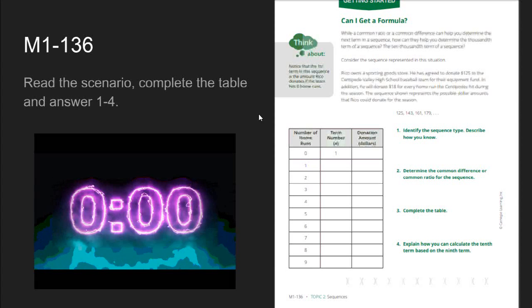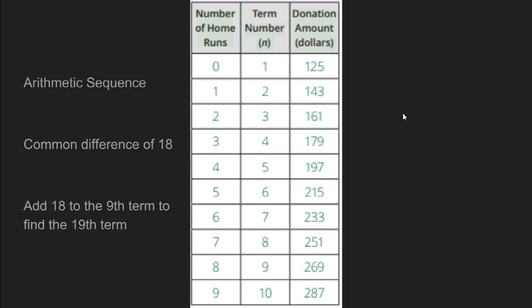All right, your 5 minutes is up. So hopefully your table that you filled in looks something like this. We know that the first term would be if he hit 0 home runs, and then the amount of the donation is going to be $125, and then it's just going to go up by $18 each term because each home run is worth $18. So we know it's just going up.